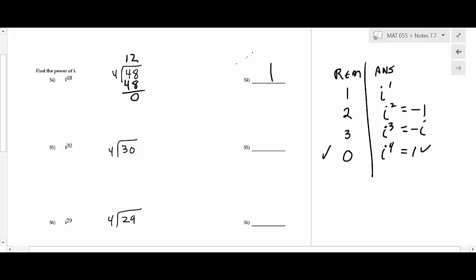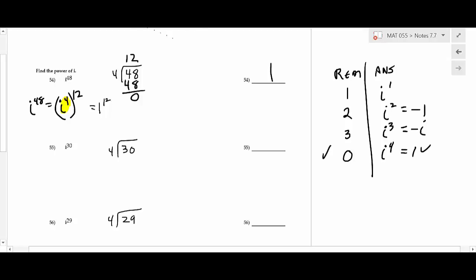Okay, the reasoning for this is because of this. You could write i to the 48th as i to the 4th to the 12th power. Okay, because after all, what do you do with the exponents in that kind of a problem? Multiply. 4 times 12 is 48, and i to the 4th is 1. Okay, so what you end up getting is 1 to the 12th, so you get 1. That's why this remainder works. You don't have to do that last step. Just use that chart if you want to.